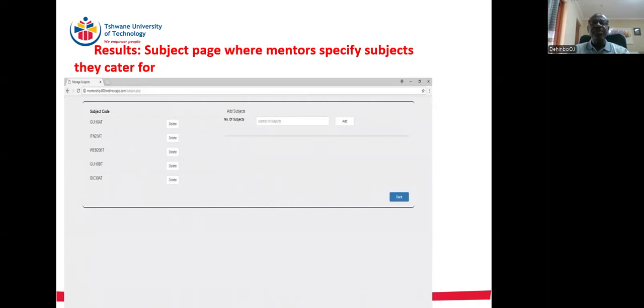Then we also have the subject page where the mentors specify the subjects they cater for. That is very important. These are specific subjects for particular qualifications, given the subject code, which the students will know the content of each of these subjects. This is actually specific to the Tshwane universities, but it can be tailored by any other university to give their own subject code for the benefit of their own students.